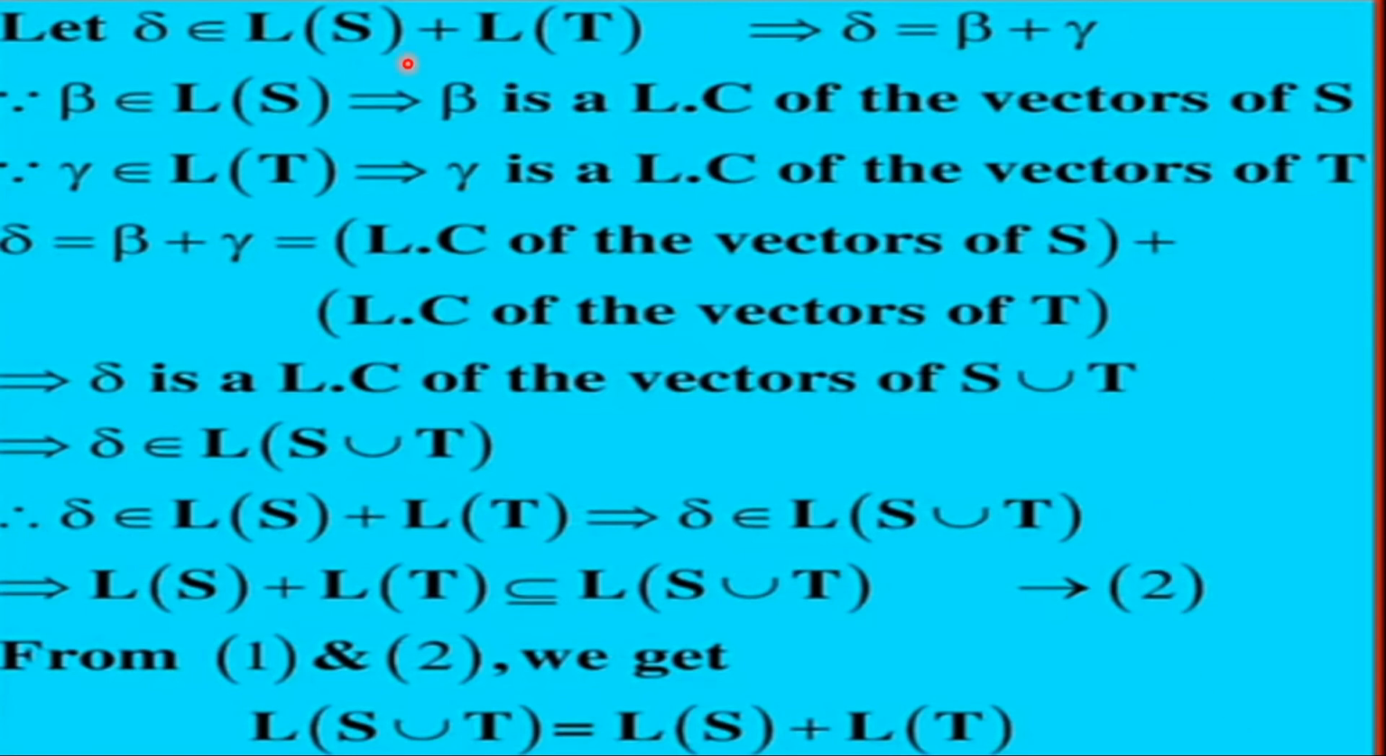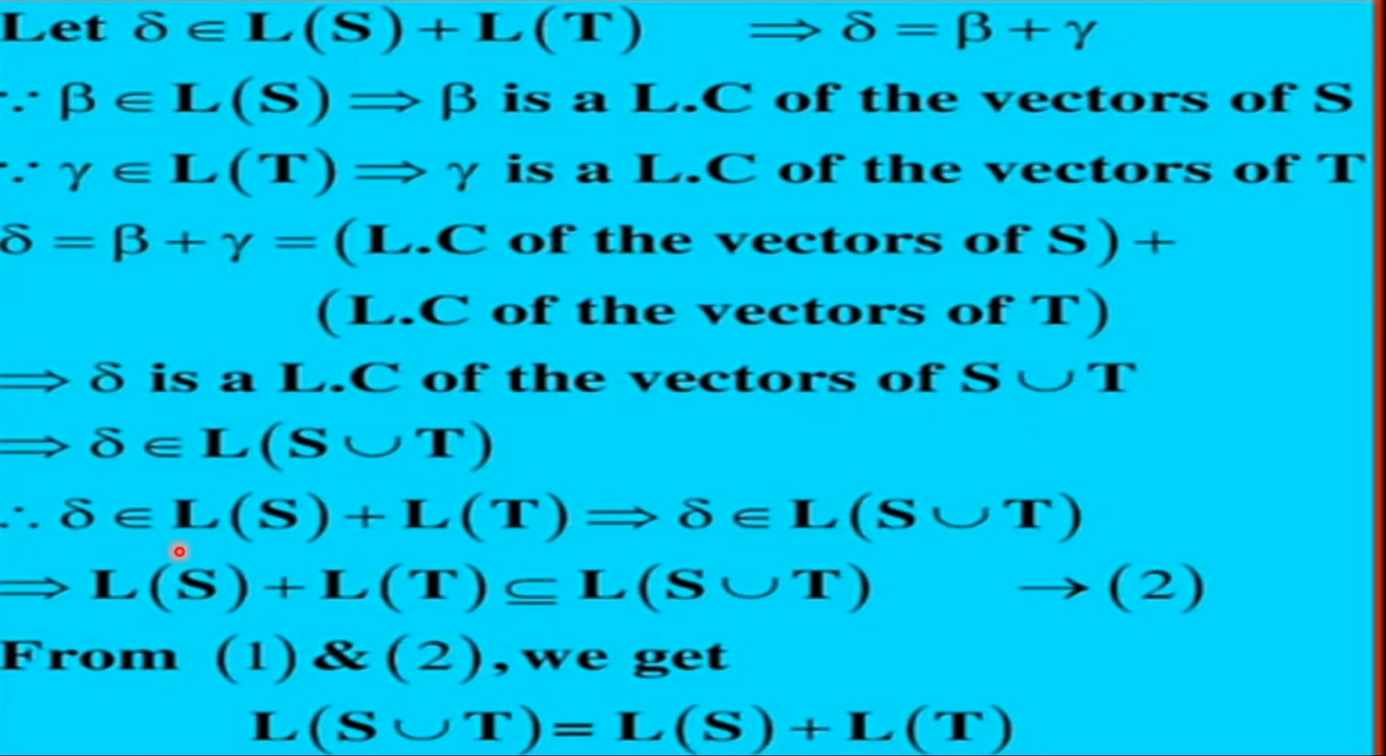Let delta belong to L of S plus L of T. That gives delta equal to beta plus gamma, where beta is an element of L of S and gamma is an element of L of T. Since beta belongs to L of S, beta can be written as a linear combination of the vectors of S. Since gamma is an element of L of T, gamma can be written as a linear combination of the vectors of T. Therefore, delta equal to beta plus gamma, that means a linear combination of the vectors of S plus a linear combination of the vectors of T. That gives delta is a linear combination of the vectors of S union T. That gives delta is an element of L of S union T.